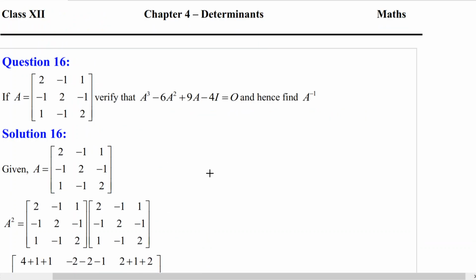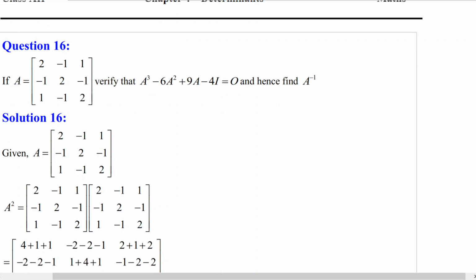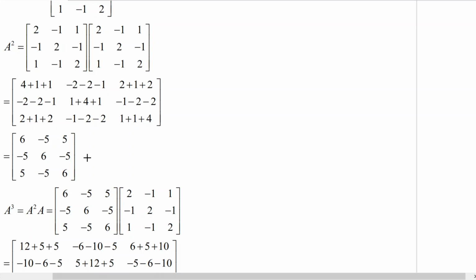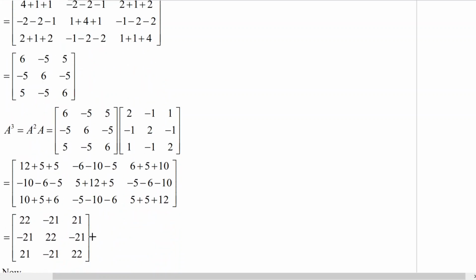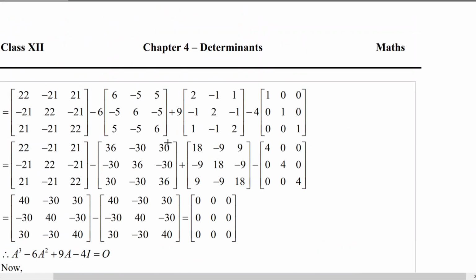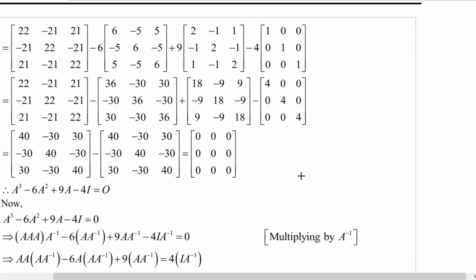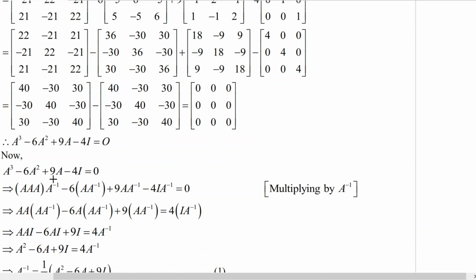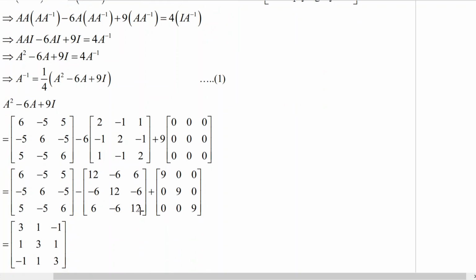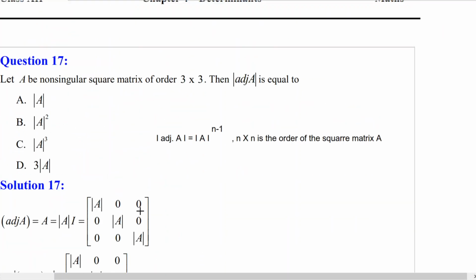Question 16, same question, I leave it for you. Why waste your time? Time is precious, do it by yourself. If you don't get the answer, then come and see here, pause the video, see the solution where you are making a mistake. This is A square, right? Then A square into A will be A cube, and then satisfying this equation, A cube minus 6A square plus 9A minus 4I, solving everything, you'll get 0. Then multiply the whole thing by A inverse, and similar to the last question, you'll get A inverse, right? Let us not waste our time.